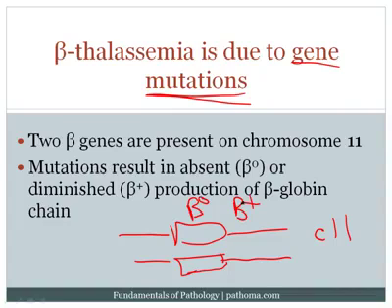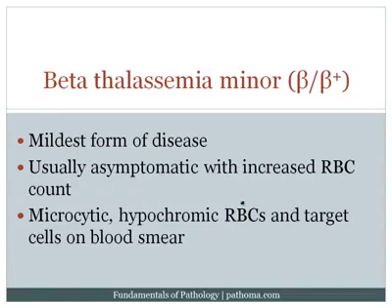Now, this creates a wide spectrum of disease. So, for example, a patient could have a normal beta and then beta plus, or a patient could have beta plus, beta plus, or a patient could have beta plus, beta null, or a patient could have beta null, beta null. So there's a lot of permutations of beta plus and beta null that could exist. What we're going to do is just focus on the extremes.